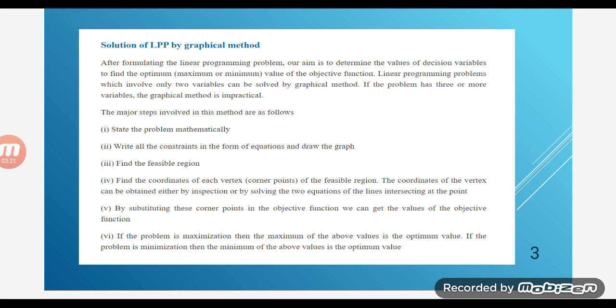By substituting these corner points in the objective function, we will get the value of the objective function. If the question is based on maximum, we will optimize our solution with the maximum. If the question is minimization, we will optimize our value to the minimum value.